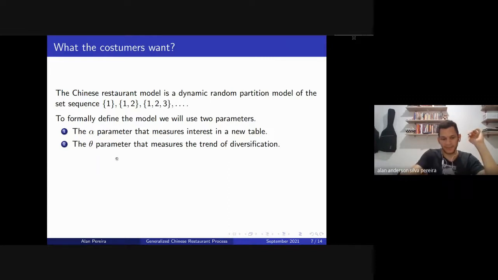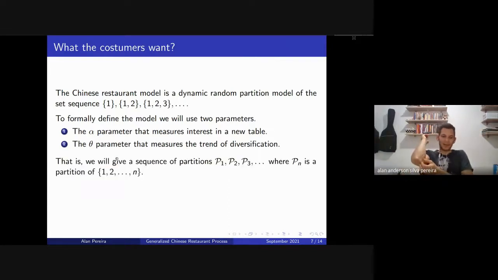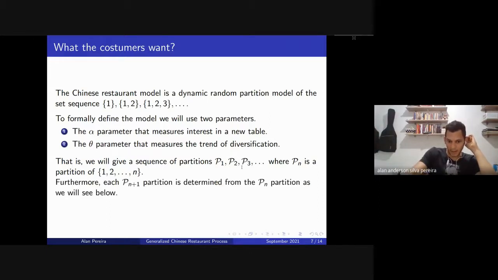Okay, so let's give the model. The Chinese restaurant model will be the sequence of partitions. So partition 1 is about the set with the number 1, partition 2 about the set 1, 2, and so on. And each partition is determined.